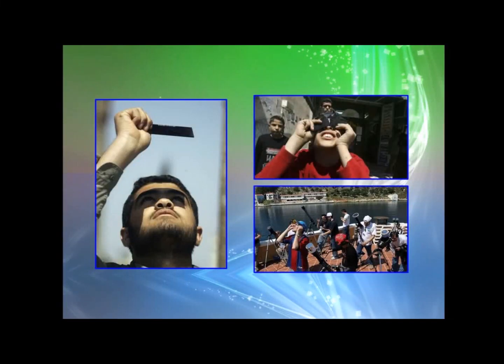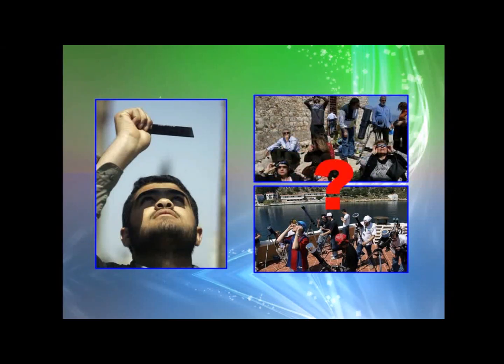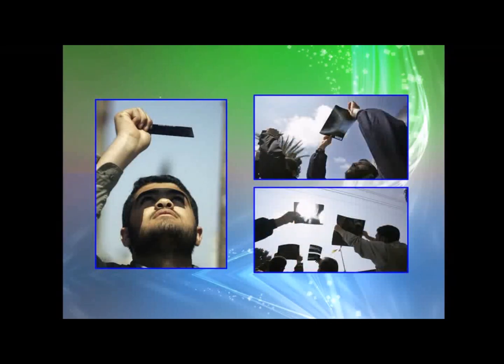Look at this picture. What do you think they are watching? Why are they wearing dark sunglasses? Why do they use a dark film? Can you tell what this phenomenon is? Have you seen this phenomenon before?